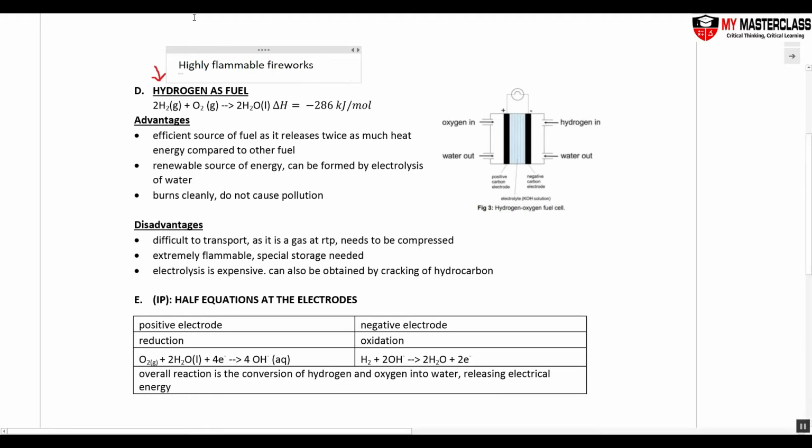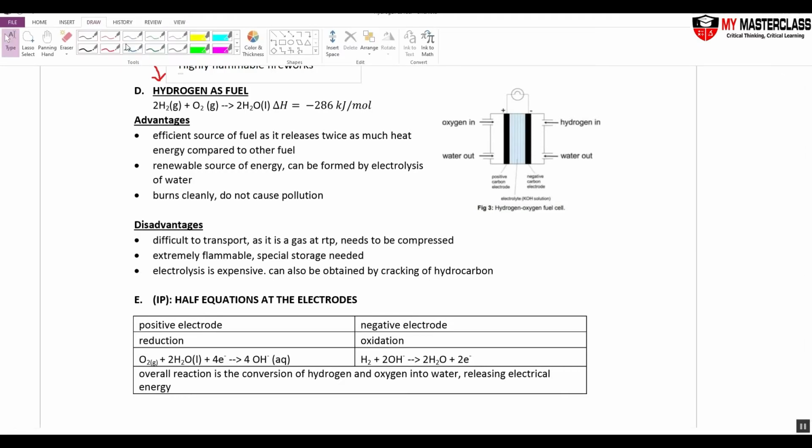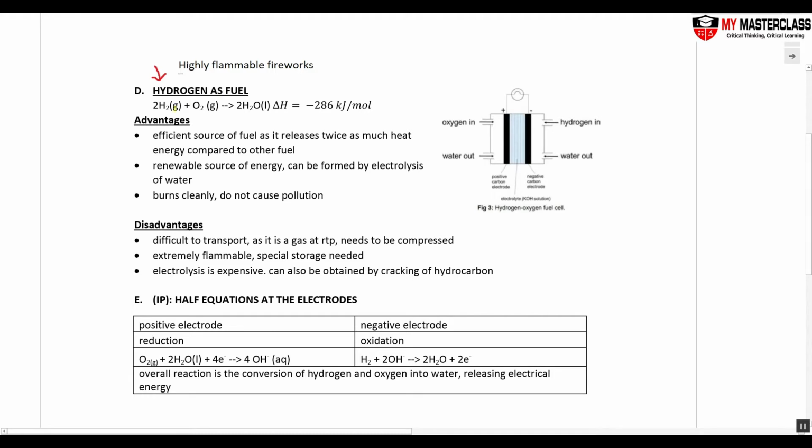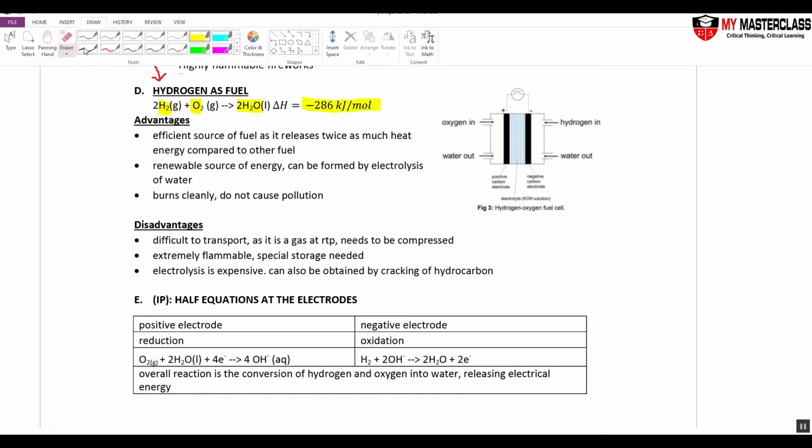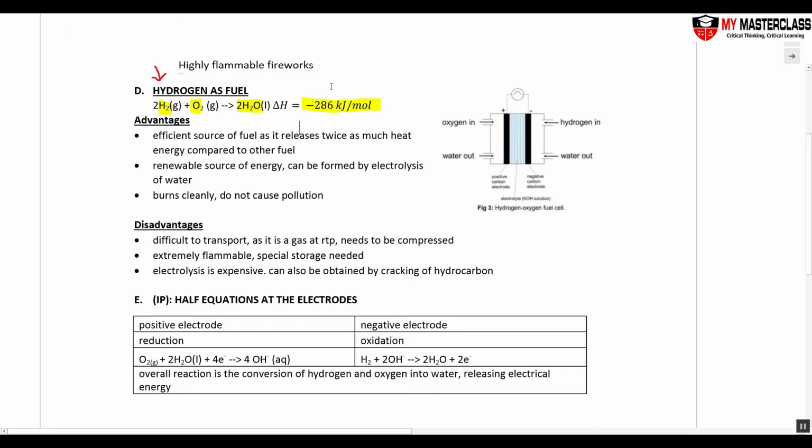In a reaction where I burn hydrogen, when I use it as a fuel, my H2 reacts with O2 to give me H2O. This is the exothermic reaction. Energy is given out, with the negative sign. If you cannot remember this, please take a look at the enthalpy reactions or energy in chemical reactions video.